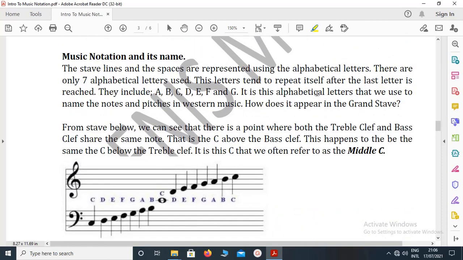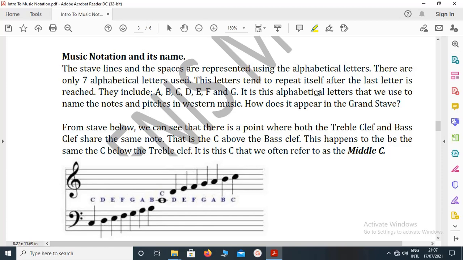So stave lines and spaces are represented using alphabetical letters, and there are only 7 letters that we use. These letters tend to repeat after the last letter is reached. They include A, B, C, D, E, F, and G. Those are 7 letters. It is these letters that we use to name the notes and pitches in Western music. So, how does it appear in the grand stave?